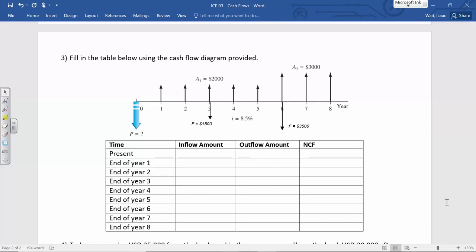Factor in the interest for the present amount? Good question. The present amount is unknown, and so you just leave that row blank. So we're not actually solving for how much that amount is. You're just translating the cash flow diagram into the table. Okay. So the first row will be blank. But this is one that we could solve since we have the interest rate.